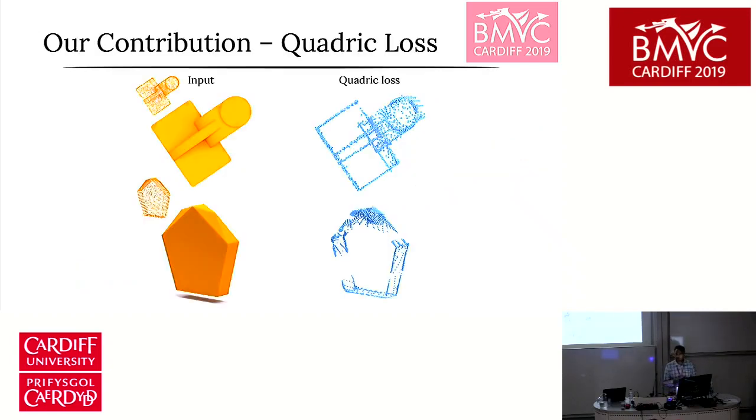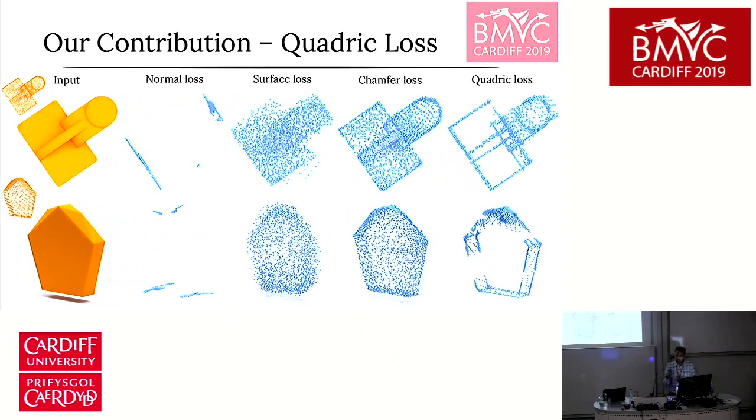Our contribution in this work is that we propose a new point-to-surface-based loss function called Quadric Loss, which minimizes the displacement of points in the normal direction, thereby preserving sharp features in the output reconstruction, as you can see here, for these mechanical parts. While other losses do not care about sharp features and focus on either the overall shape or the point distribution, our Quadric Loss is specifically focused to capture sharp features in the input mesh.